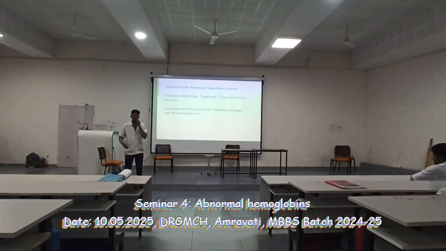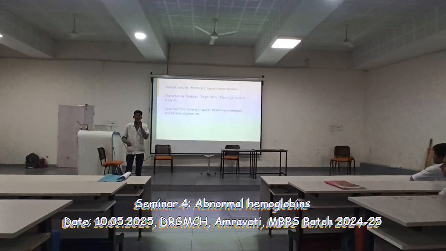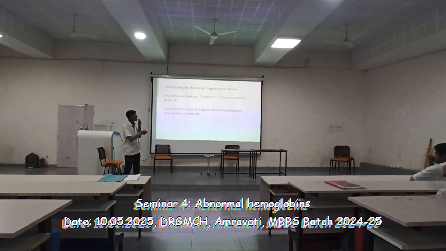The clinical features of thalassemia are microcytic hypochromic anemia, which can be observed in clinical findings. Also, in the lab report of blood samples, target cells are observed. Target cells are circular cells with a dot in between that look like a bullseye. And a crew-cut skull can also be viewed on the X-ray of a thalassemic person. Hair-like bulges are seen on the X-ray.